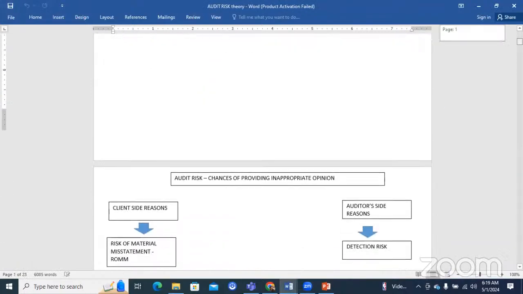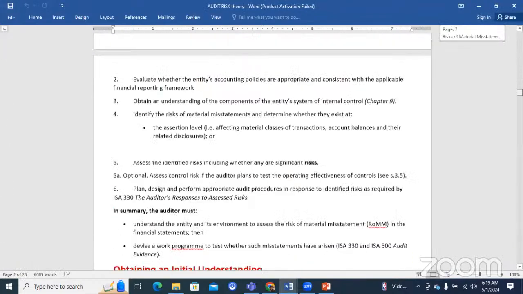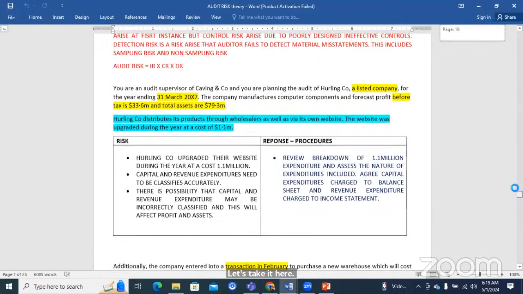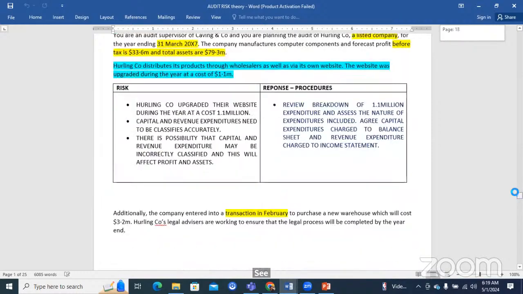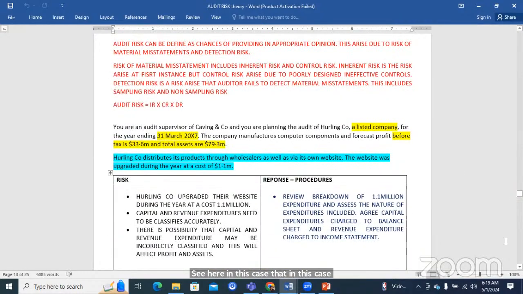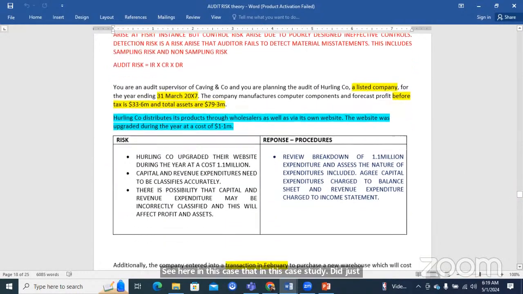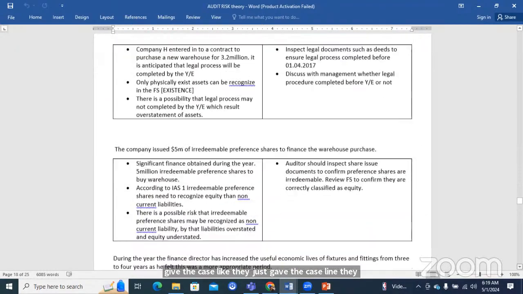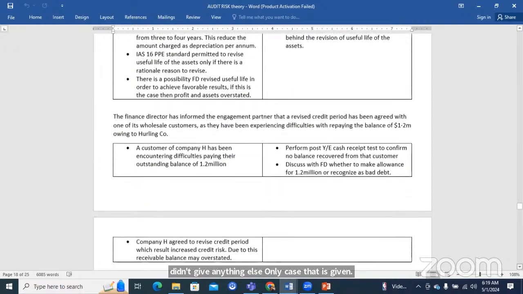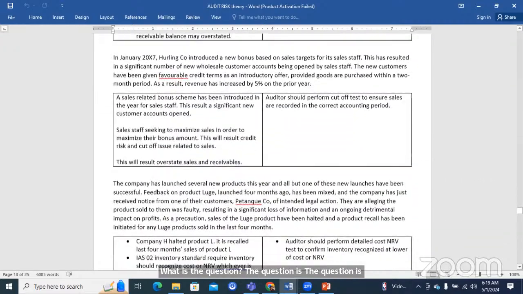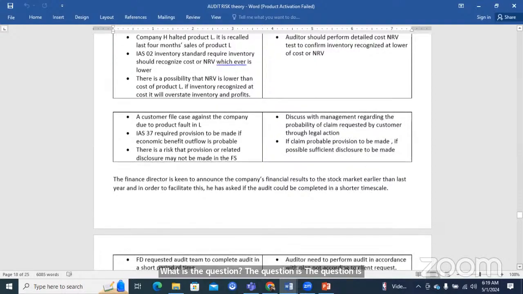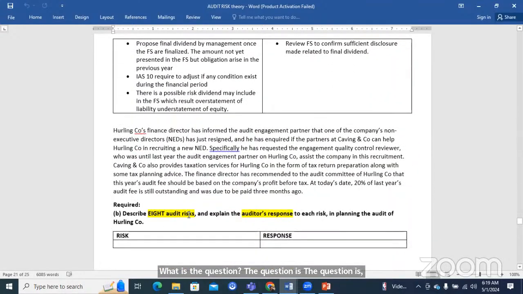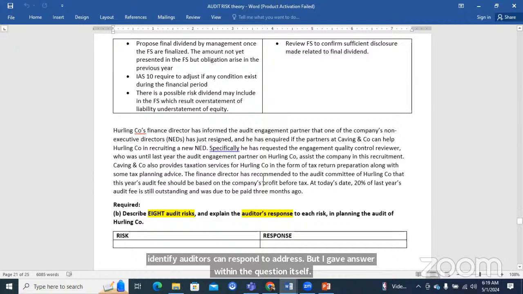Let's take it here. See here, in this case study, they just gave the case line. They didn't give anything else. Only case study is given. What is the question? The question is identify audit risk and response to audit risk. See here, identify audit risk and response to audit risk. Only case study is given.